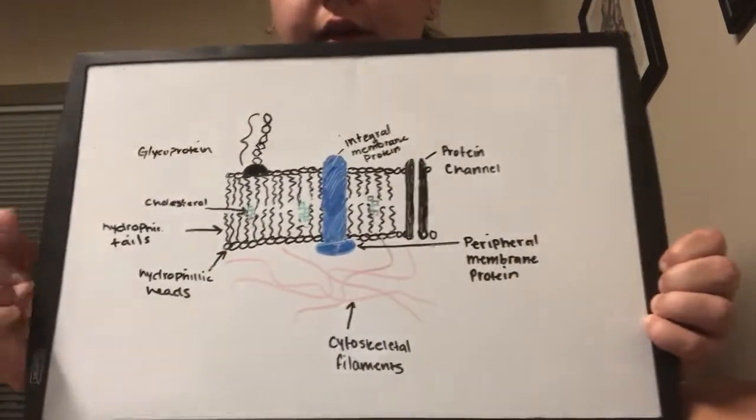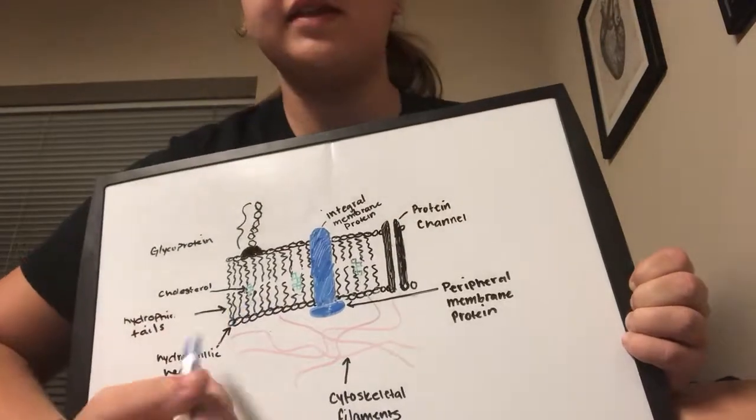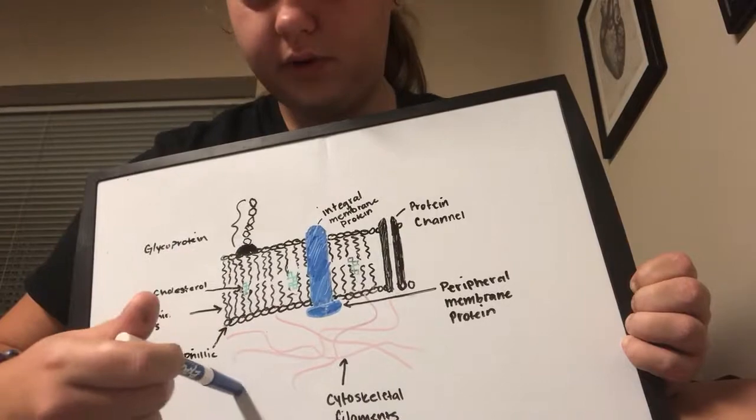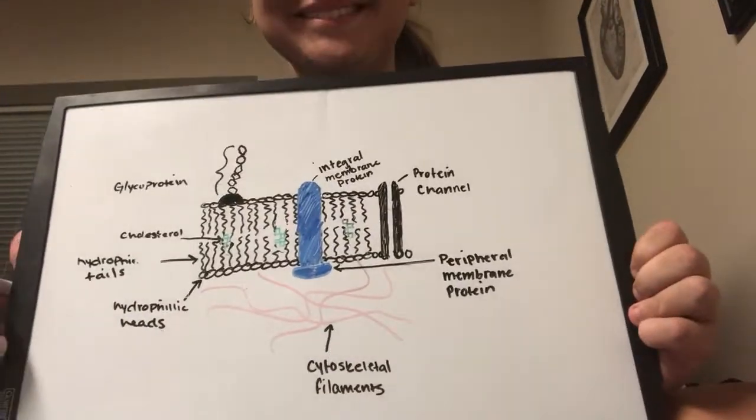So these are cytoskeleton filaments on the inside of the membrane. Again, this is the outside of the membrane, inside of the membrane. So that's our membrane. Thank you.